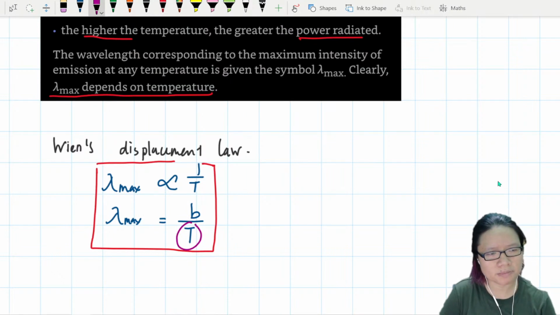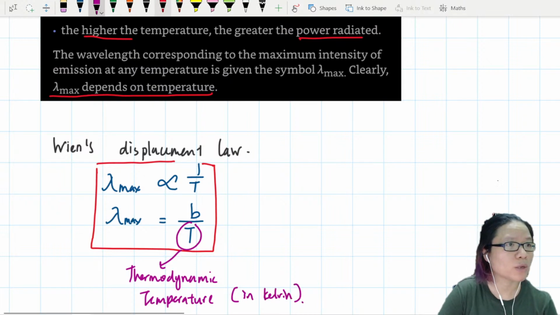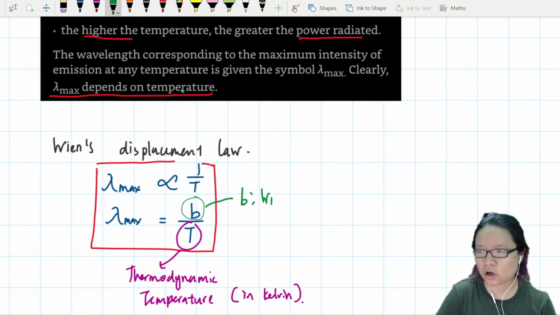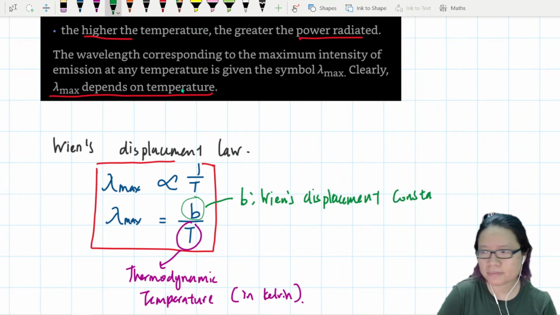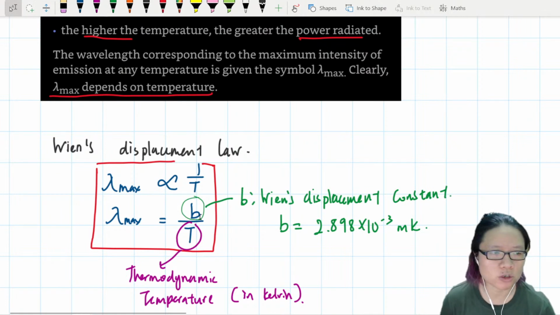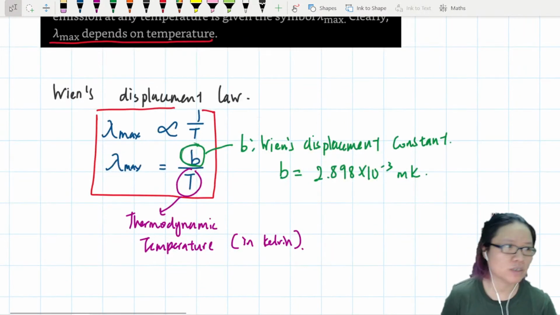You may be thinking, what is T? T is thermodynamic temperature. If you remember from your previous chapters about thermodynamics, this is in Kelvin. And then what is B? B is called Wien's displacement constant. Probably some experimental value that was determined. It is 2.898 times 10 to the power of -3 m K. This will be given to you in the exam if they want you to use calculation. But most of the time, I'm going to guess that they will want you to use it in ratio form. Ratio is your best friend. Please, ratio. All right, so that is Wien's displacement law.